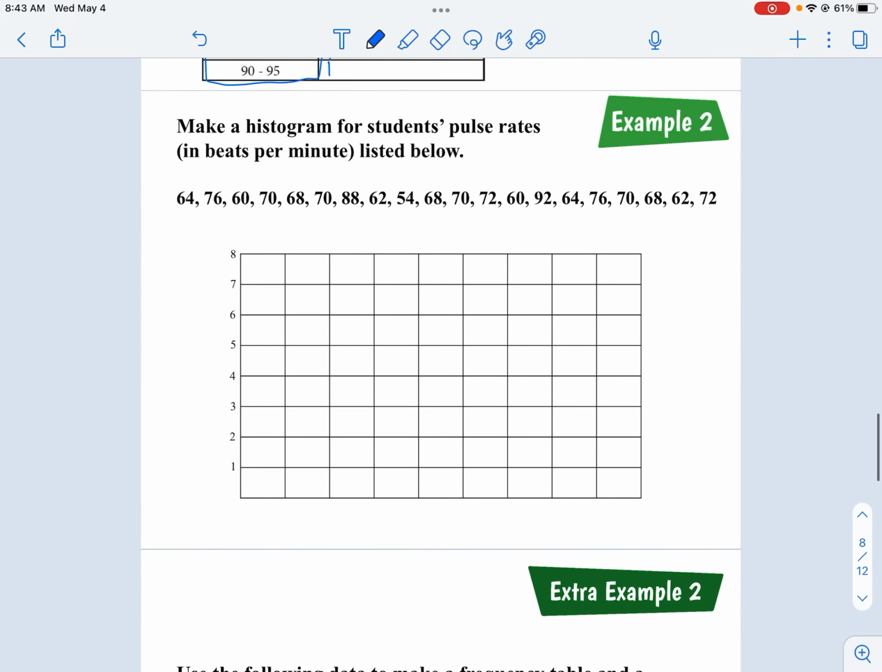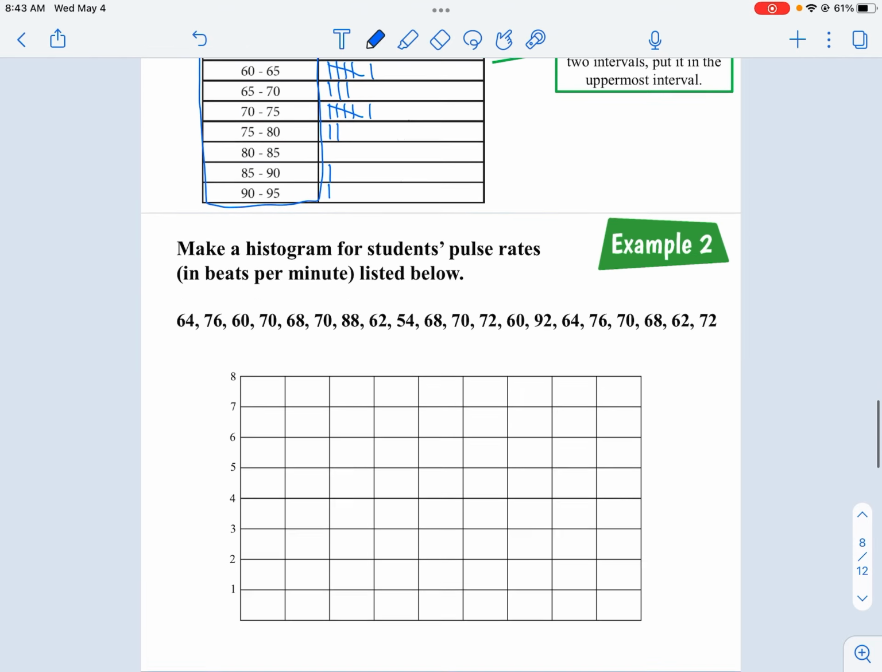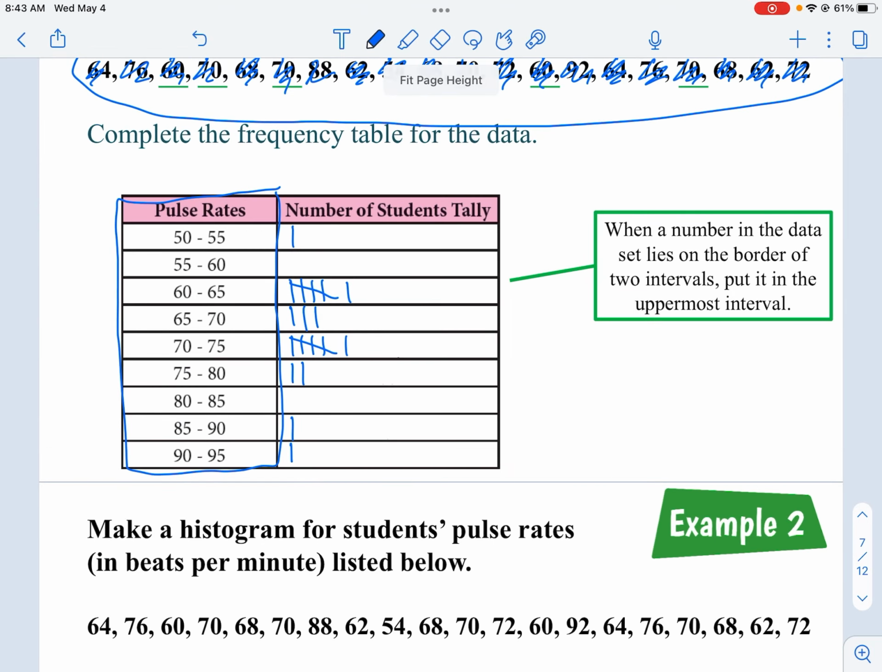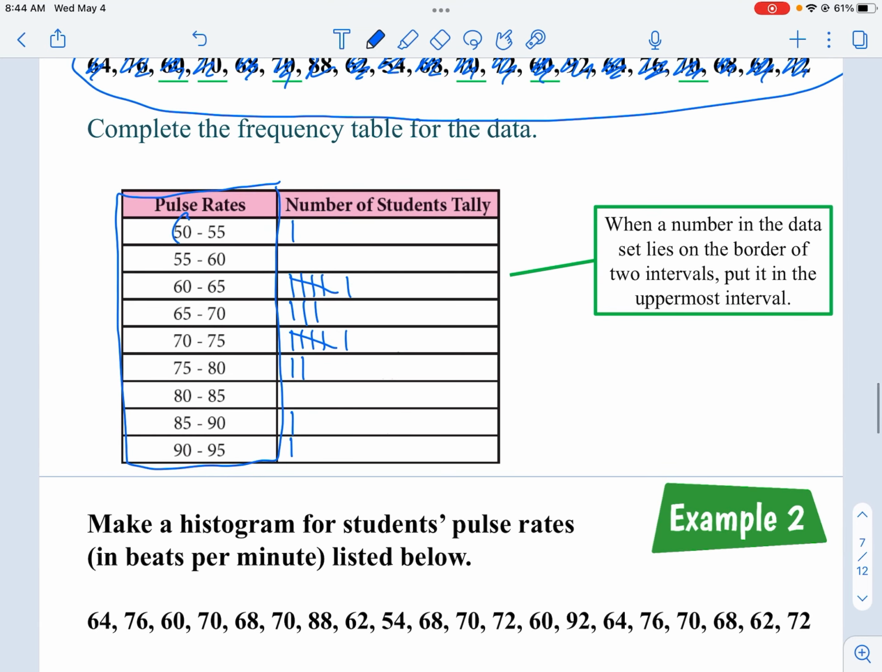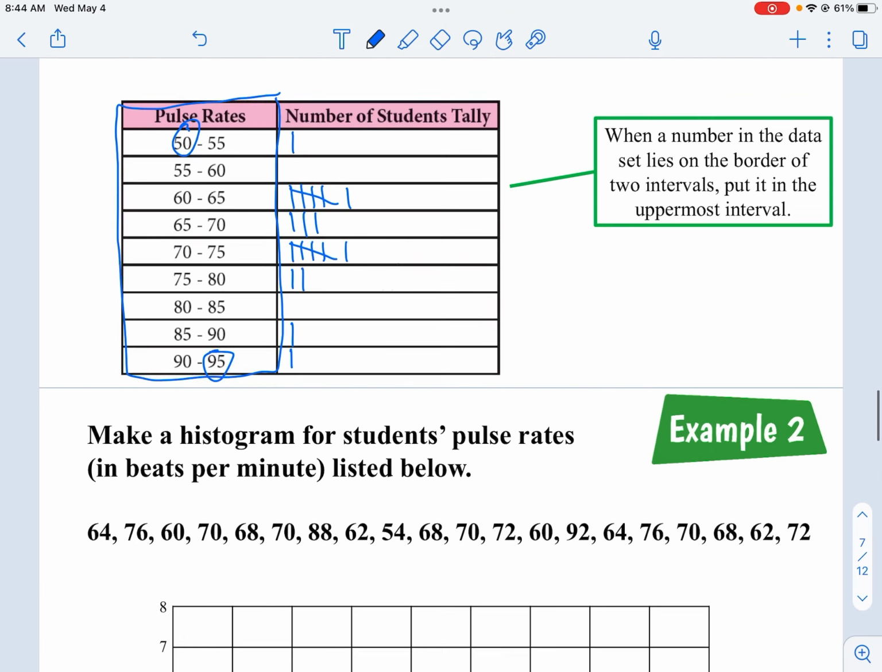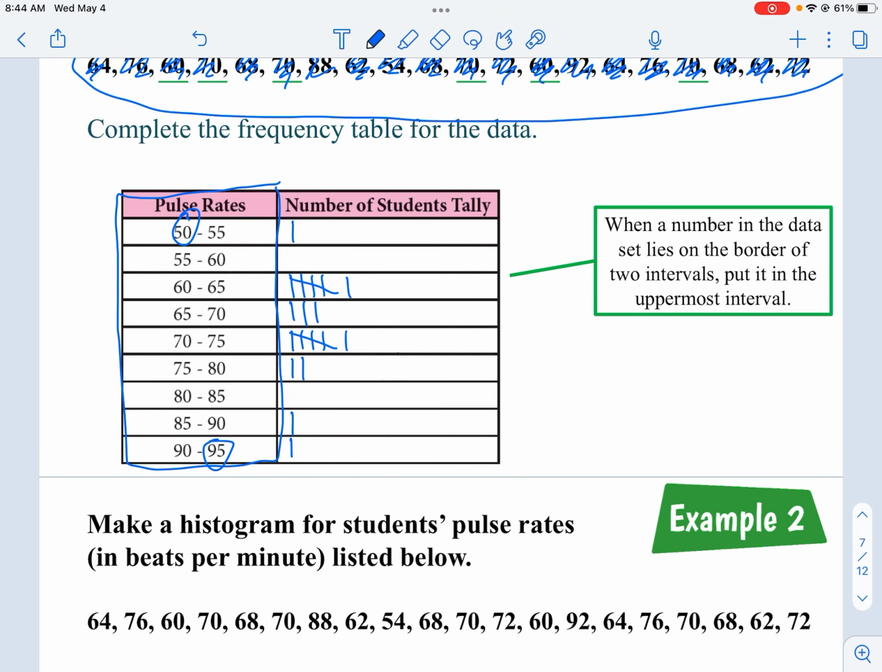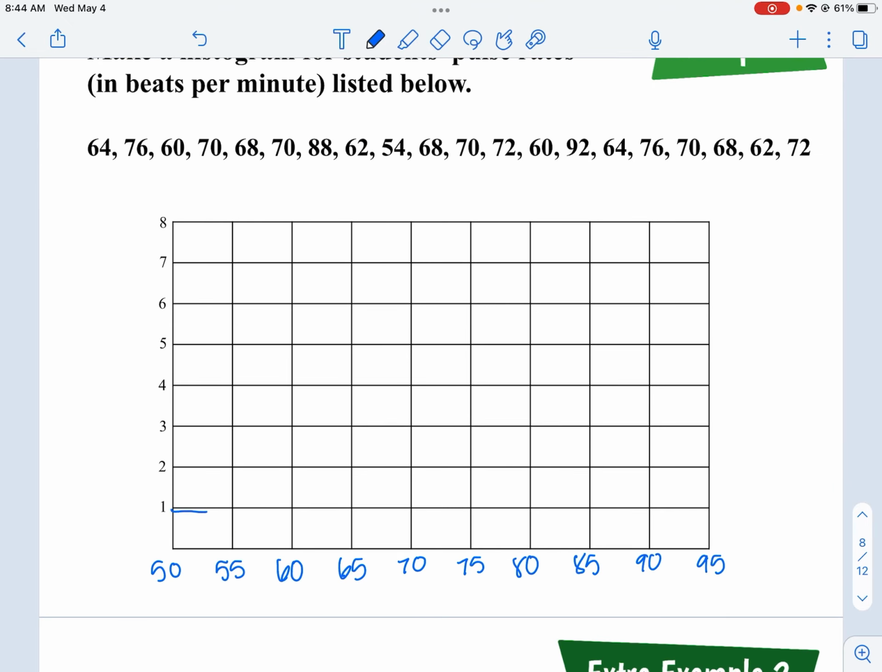Okay, so down at the bottom, I need to put my intervals. So I'm going 50 to 55. I'm going up by 5s. So 50, 55, 60, 65, 70, 75, 80, 85, 90, 95. Okay, so it should start with 50 and end with 95. Next, I need to fill it in. So, my 50 to 55 is 1. So I would shade that in and then color it.